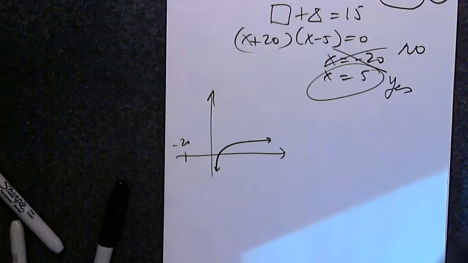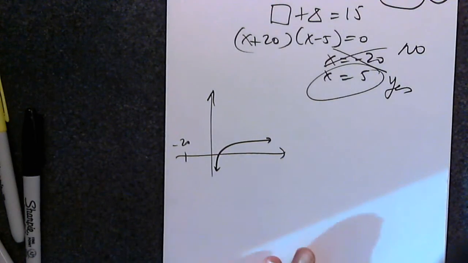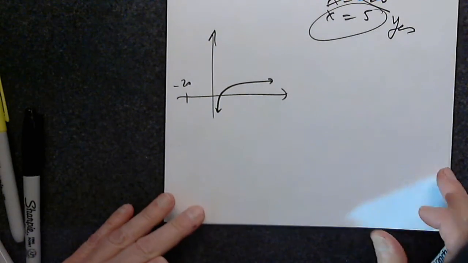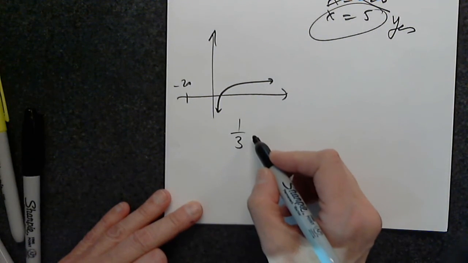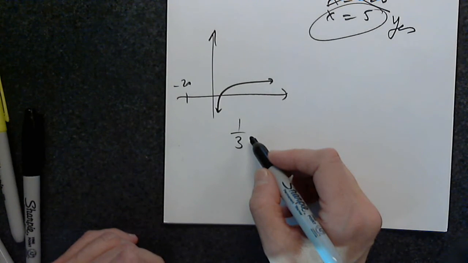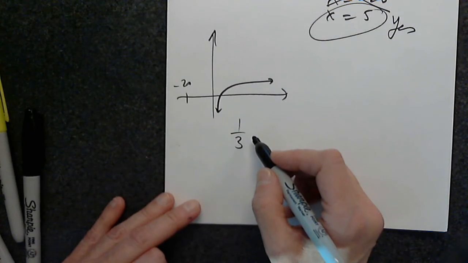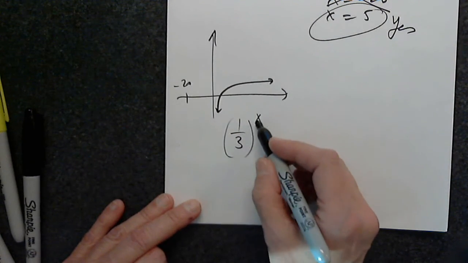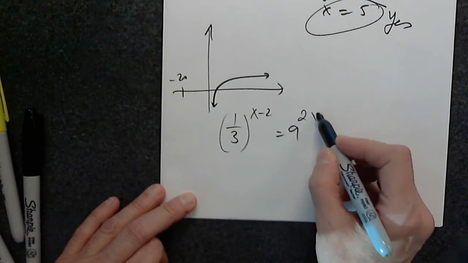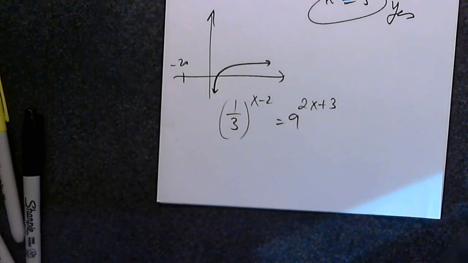I think you said you had more than one, right? Yes, what is it? 1/3 to the power x minus 2, I think. Is it x minus 2? That's a power in power. Equals 9 to the power 2x plus 3. Very good. Okay. Obviously, this is what type of equation?